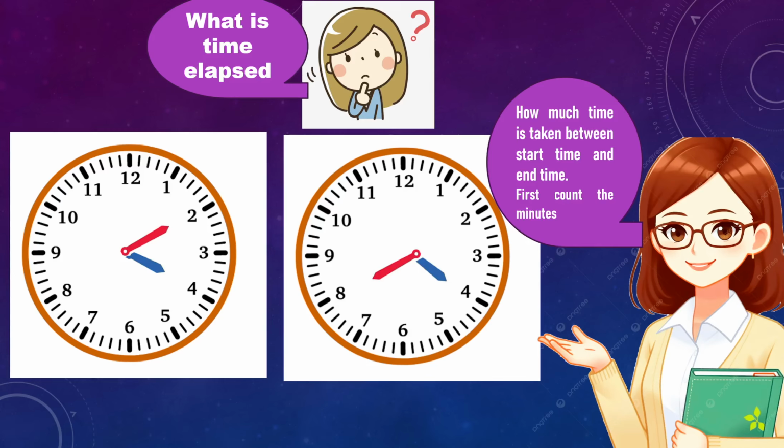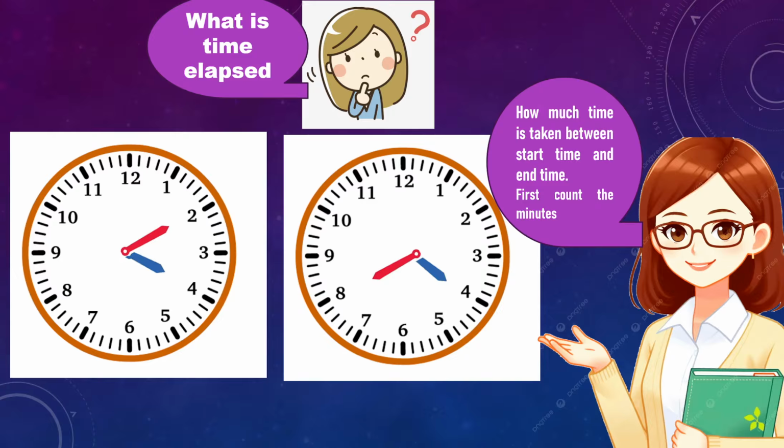Hi, in this section, we are going to see what is time elapsed. We can see this section in two parts. First, we can see the time by counting the minutes. Next is counting the hours. So what is time elapsed? Time elapsed means the time taken between the start time and end time.